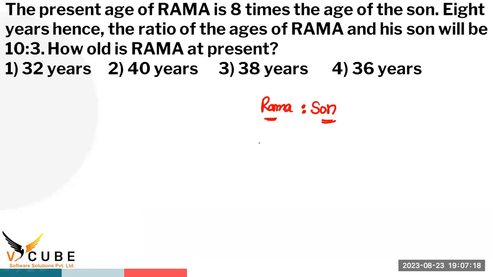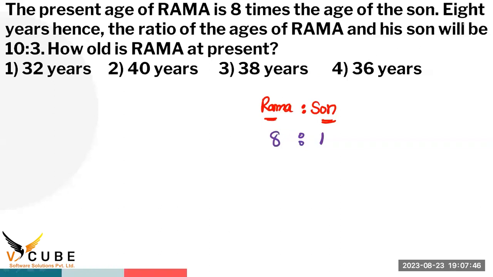What is the first statement? The present age of Rama is 8 times the age of his son. The son's age, we don't know. Let it be 1. So Rama is how many times? 8 times. 1 into 8, 8.